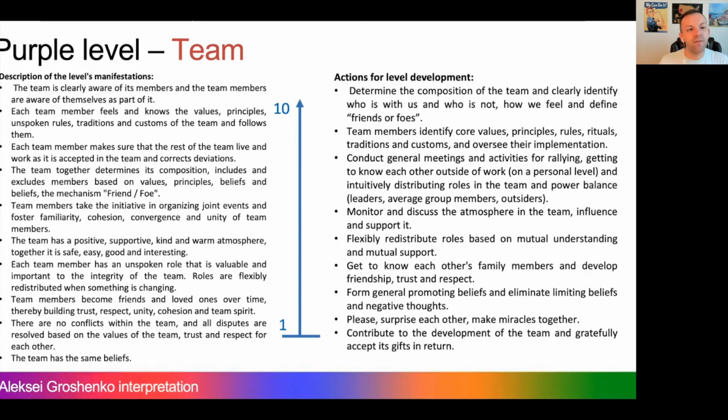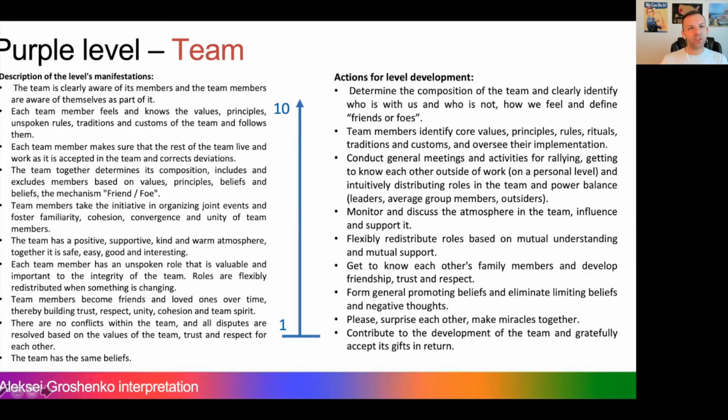Distributed when something is changing. So we have roles. Each team member has a role, maybe an unspoken role, right? So a leader role, or an outsider role, or other roles. And we value this role. But if something goes wrong, for example, somebody is sick, we can take this role and continue doing that, flexibly. Team members become friends and loved ones over time, thereby building trust, respect, unity, cohesion, and team spirit.